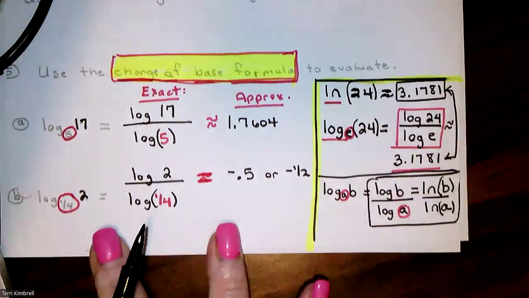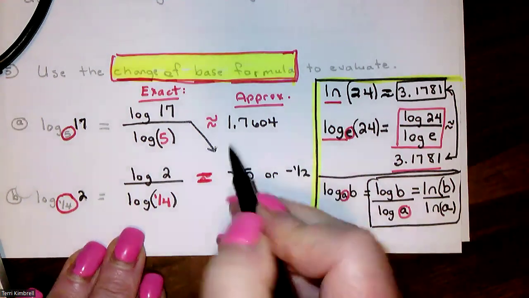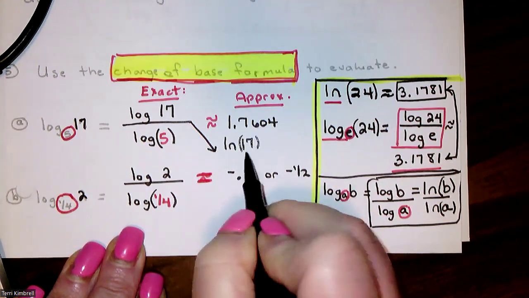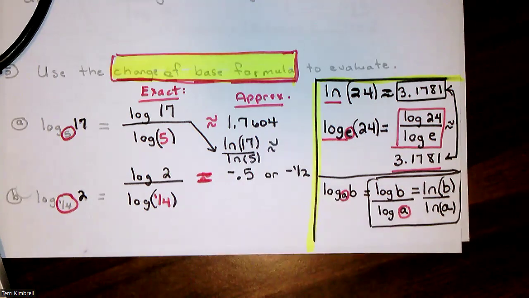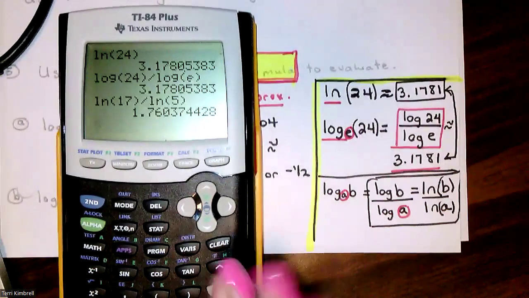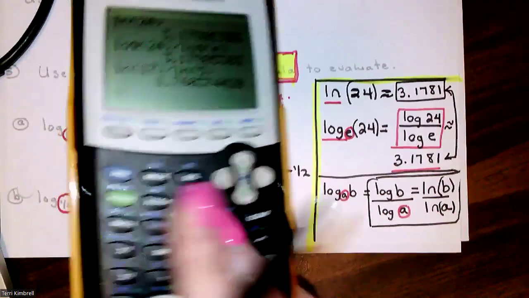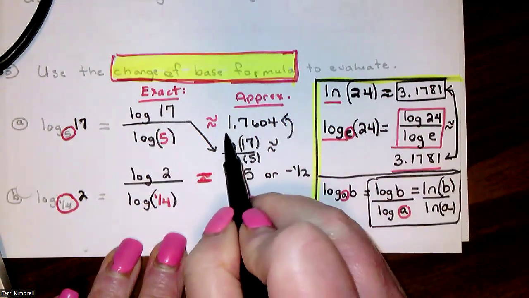So let's go back over here after you've copied that. And I'm just going to come down here and we're going to try the natural log of 17 and the natural log of 5. And you see that you get that 1.7604. Sorry, that we got right here. Okay.